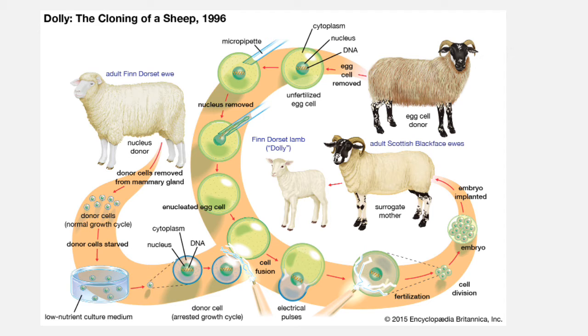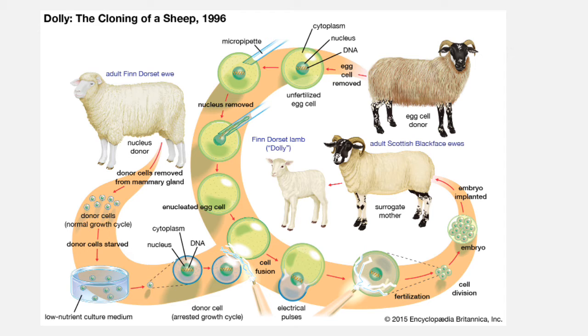Now, if you take a look at the left-hand corner, you will see where the nucleus donor is. Donor cells from the nucleus donor, which is the animal that is to be cloned, are removed and starved in a low nutrient growth medium. The purpose of starvation is so the cells stay alive, but they stop growing. The starved cells are electrically fused together with the enucleated oocyte to create a fertilized embryo. The fertilized embryo is implanted into the surrogate mother.